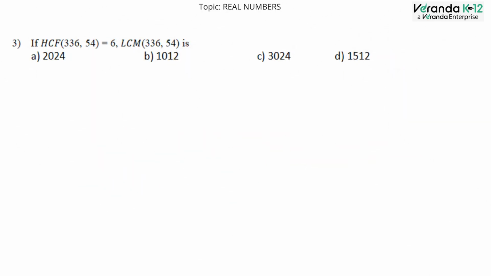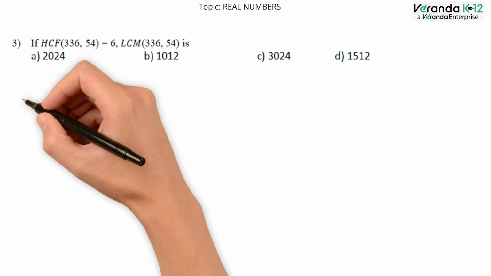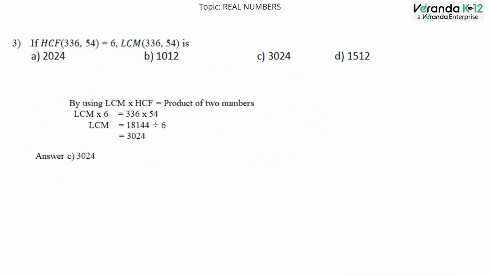Question number 3. If HCF of 336 and 54 equals 6, LCM of 336 and 54 is, the options are 2024, 1012, 3024 and 1512. We need to find the LCM. So by using LCM into HCF equals product of two numbers, we get the LCM as 3024. So the answer is option C, 3024.